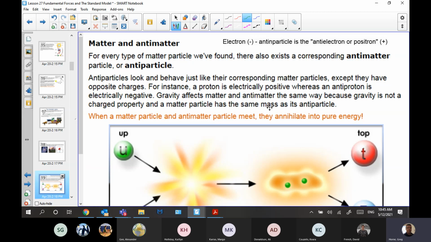So the positron, what do we have here? A proton is electrically positive, or an antiproton would be electrically negative. And obviously an anti-electron is positive instead of negative, and so on, right? Gravity affects matter and antimatter the same way, though, because gravity is not a charge property.